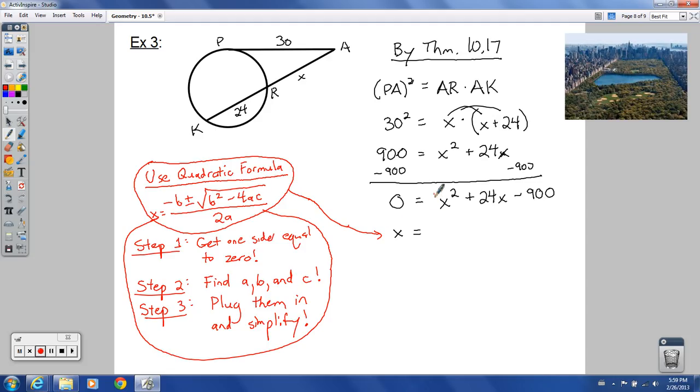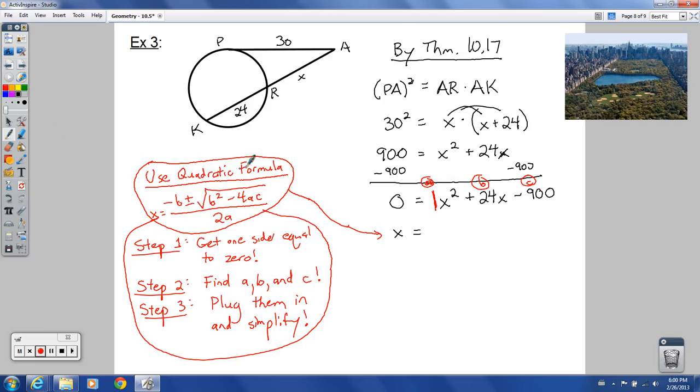Let's write in the invisible number here in a different color. There's a 1 in front of there. That's going to be your A. The B is going to be this plus 24 part. The C is going to be the minus 900 part. So let's label above there. A, B, and C is 1, positive 24, negative 900.